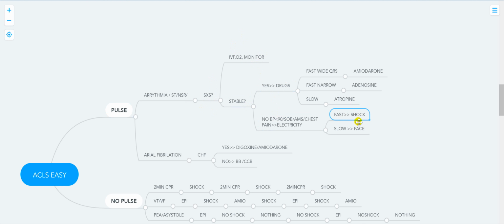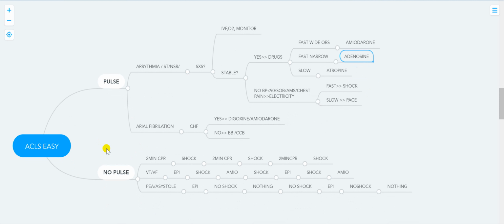If they are unstable and it's a fast rhythm, you shock them. If it's slow, you pace them. If they are stable, then you just give a drug. If it's fast and wide, amiodarone. Fast and narrow, adenosine. Slow, atropine. And that's basically the summary of ACLS.